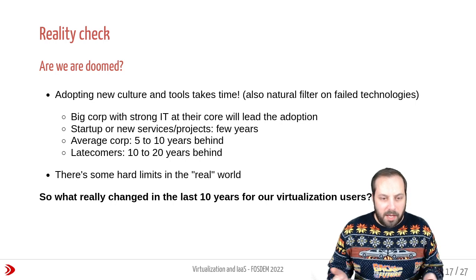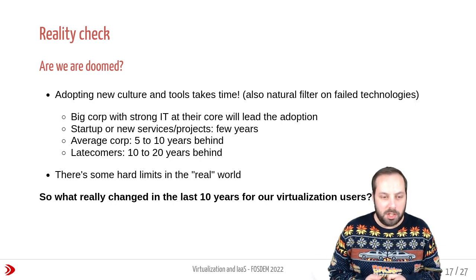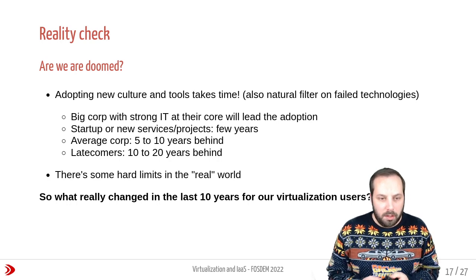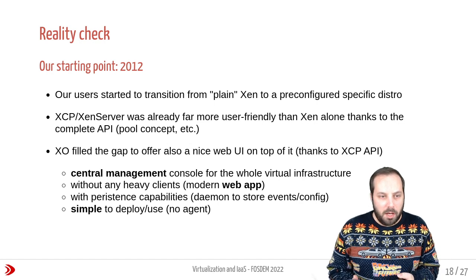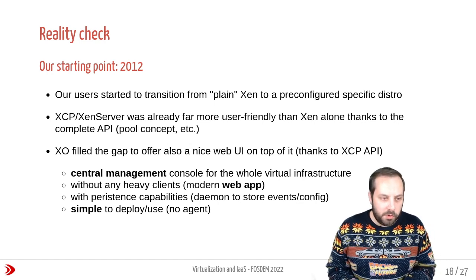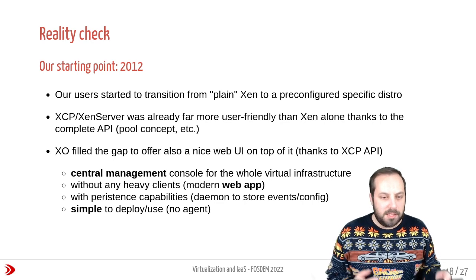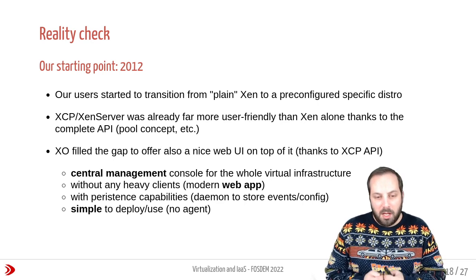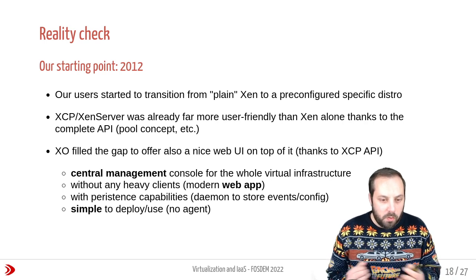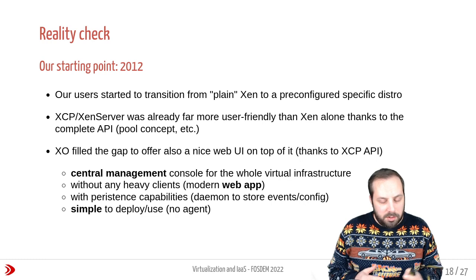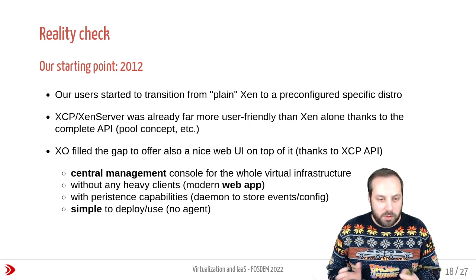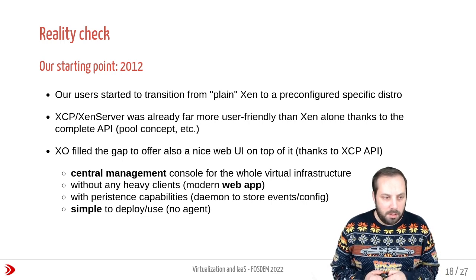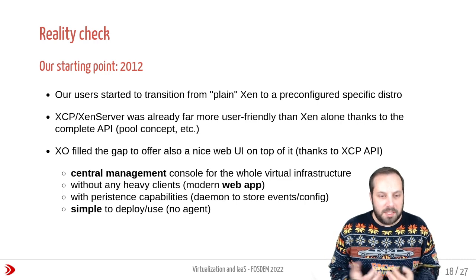So, now, what about the real change in the last 10 years that we could check and see on our side? Our starting point, as I said earlier, is 2012. We were already seeing at that point people migrating from the plain Xen you install from your Linux distro with flat configuration files and no pooling or clustering available, things like that, transitioning to something more, I would say, turnkey and integrated, like the Xen Cloud Project, which was the open source version of XenServer. And it was, in the end, more user-friendly.